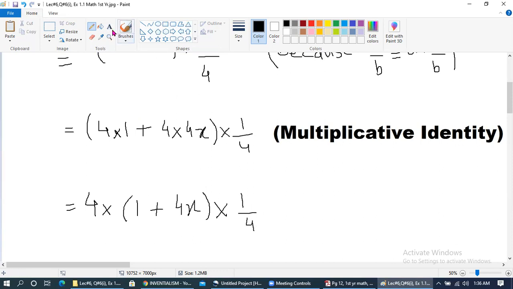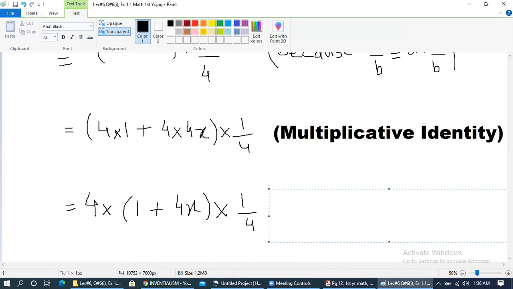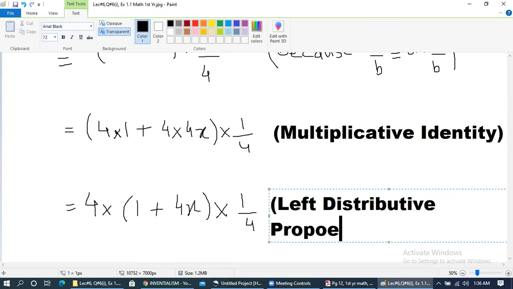So which property has been used here? The left distributive property. Left distributive property has been used here.